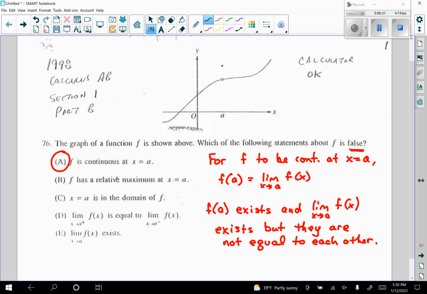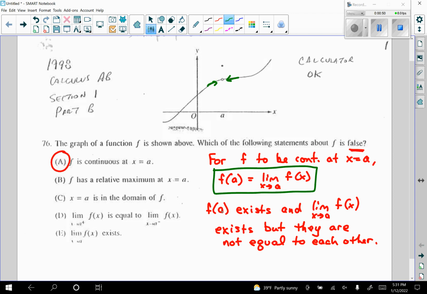If you remember the 3 conditions for a function to be continuous at a certain x value, f of A has to exist, and that's true. It's this point up here. The limit of f of x as x approaches A has to exist, and that's true. The left-hand limit is going to equal the right-hand limit. But f of A is not equal to the limit of f of x as x approaches A, because f of A is right up here.